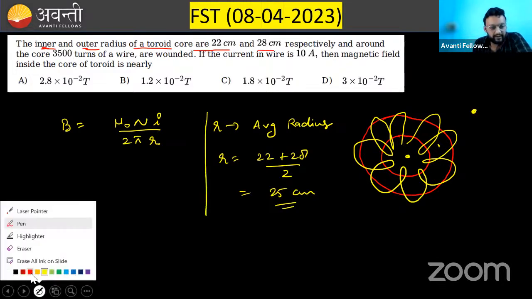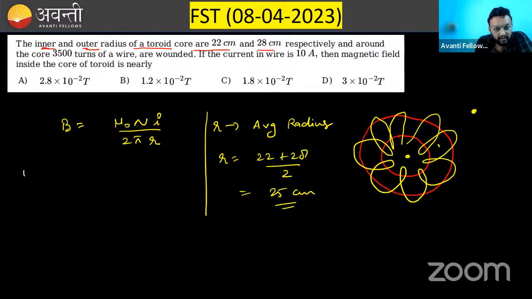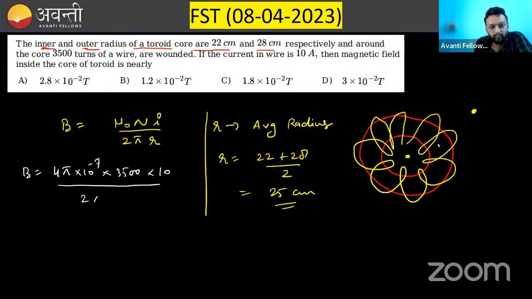Now we just need to put the values here. B is equal to mu naught, which is 4 pi into 10 raised to the power minus 7. The total number of turns is 3500. Current is 10 ampere, divided by 2 pi, and r is 25 centimeter, that is 25 into 10 raised to the power minus 2. Now you can solve it and you will get the answer.